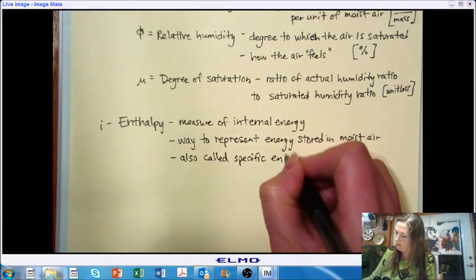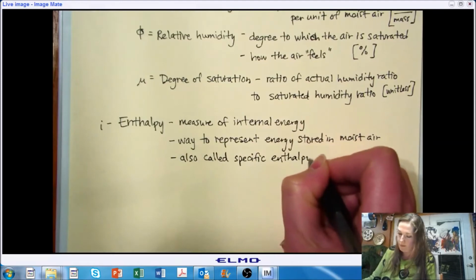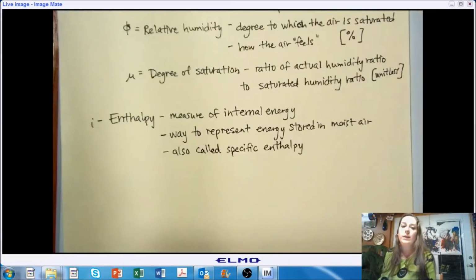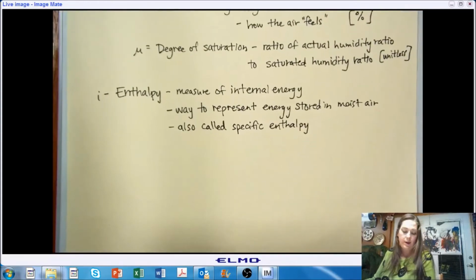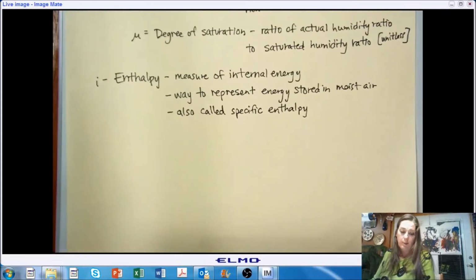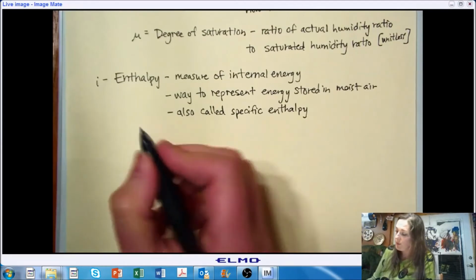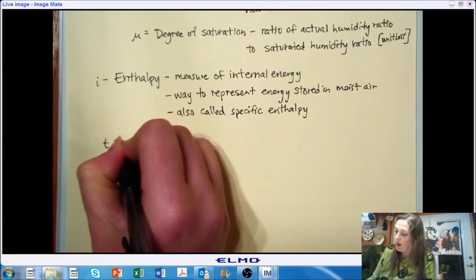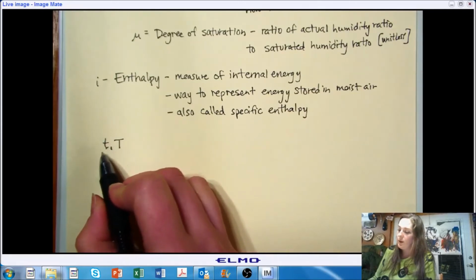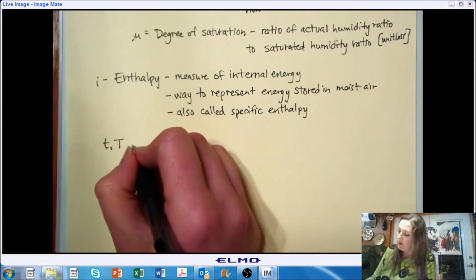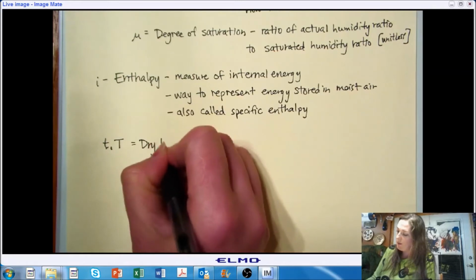Okay. The next parameter that we are going to use to describe our moist air, actually we have 3 different temperatures that we will use. So the first one is dry bulb temperature, and it might be represented by a small t or a large T depending on whether it's temperature or absolute temperature. And this is dry bulb temperature.